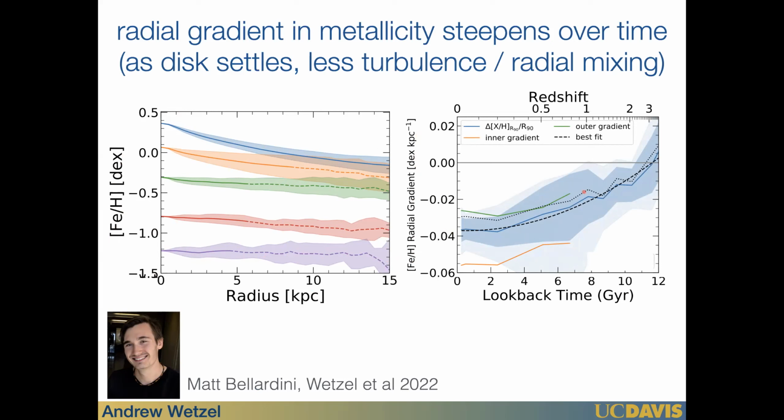If you just look at the blue line here, that shows that at very early times, there basically was no radial gradient in most of these simulations. And then as the disks continue to settle, as the amount of turbulence that mixes the abundance radially tamps down, as the orbits become more rotationally supported and can sustain gradients from the inner and outer galaxy, we see this radial gradient become steeper and steeper.